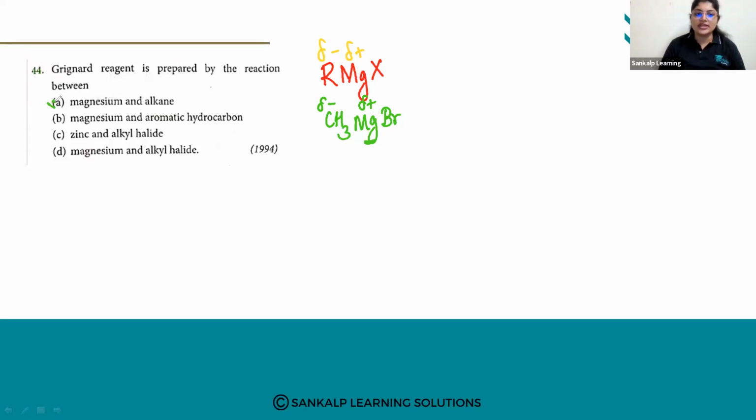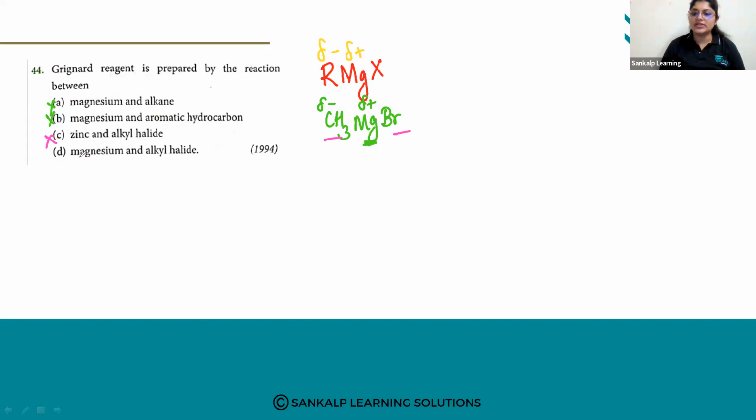No. So option A is wrong. Then the second is magnesium and aromatic hydrocarbon. Magnesium is present. Is there any aromatic hydrocarbon here? No. So option B is also wrong. Then C is zinc and alkyl halide. Is there any zinc here? No. Alkyl halide is present, but zinc is not. This is also wrong.